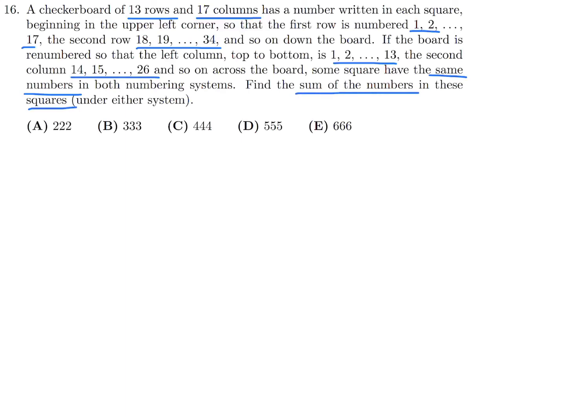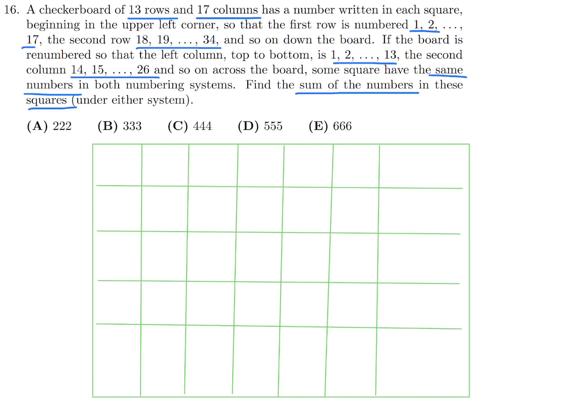All right, so we definitely need a diagram. So let's try to understand this first before we tackle it. We've got this checkerboard, and I haven't drawn in all the rows and columns because it's 17 by 13. There's 13 rows and 17 columns. So I've only drawn in the first 4 or 5 columns and rows because that should be sufficient to understand the question. Then they're saying, starting in the upper left-hand corner, so this corner right here, they are going to number the boxes or the entries.